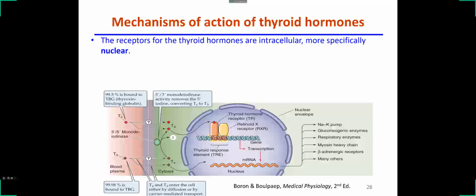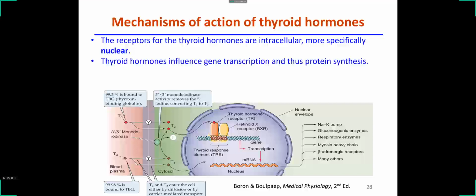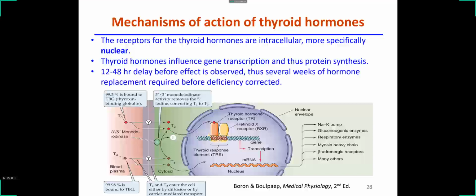Okay, so remember, the receptors for the thyroid hormones are intracellular, more specifically nuclear. Remember that the thyroid hormones influence gene transcription and thus protein synthesis. And remember, we talked a lot about timing of receptors and timing of hormones and the differences between them. This is a good example where in the case of thyroid hormones, you see a 12 to 48 hour delay before any physiological effect is observed.